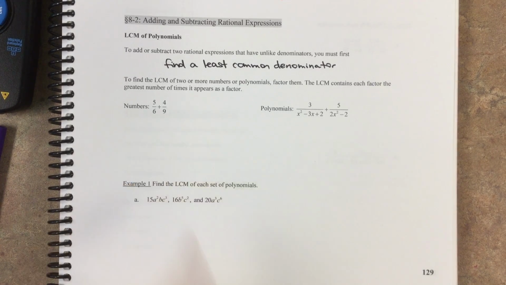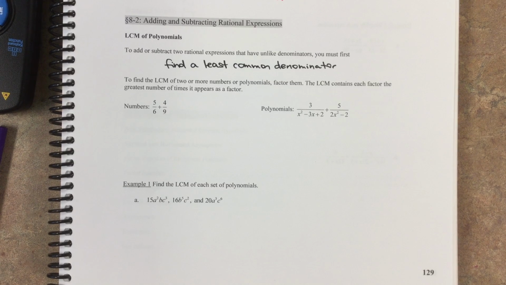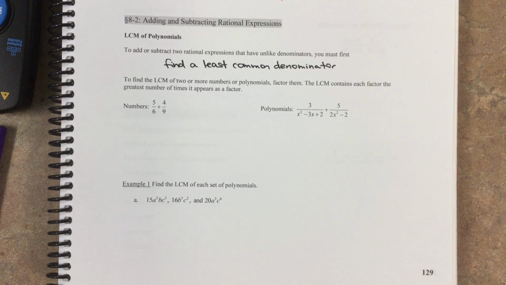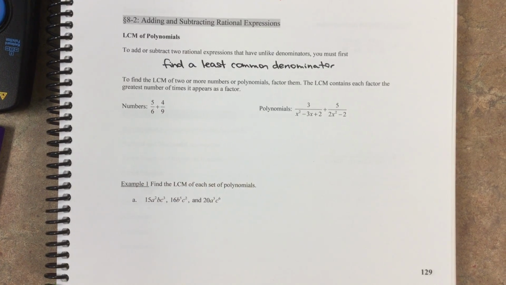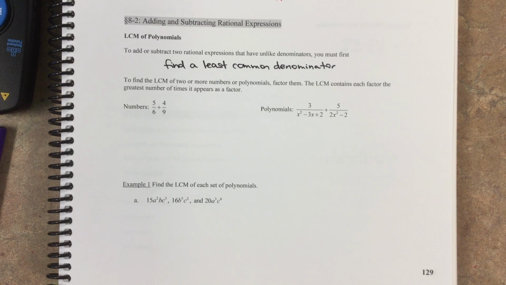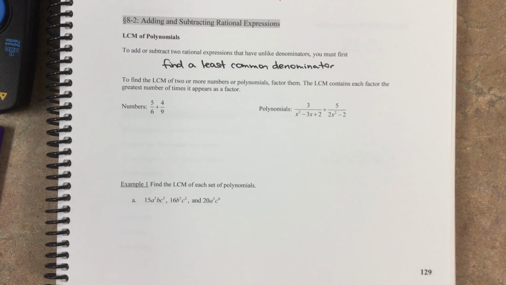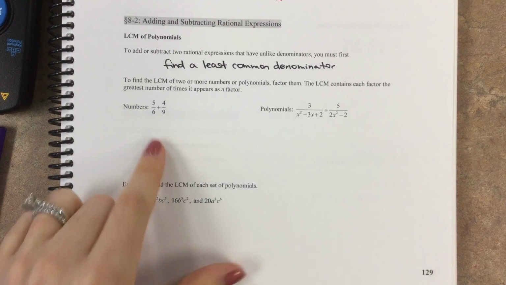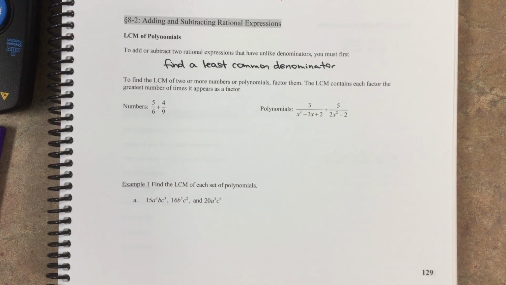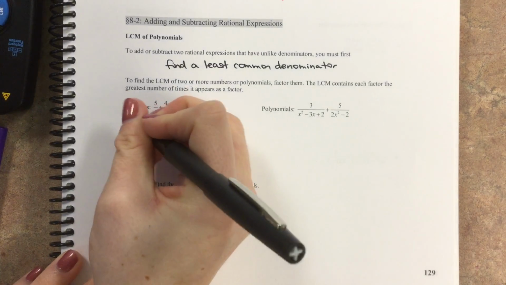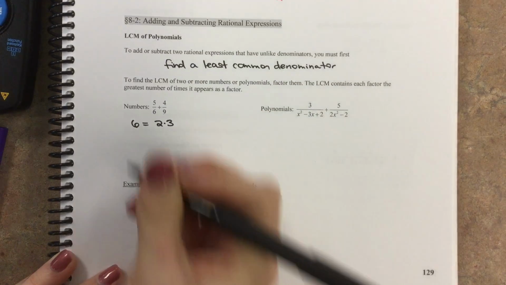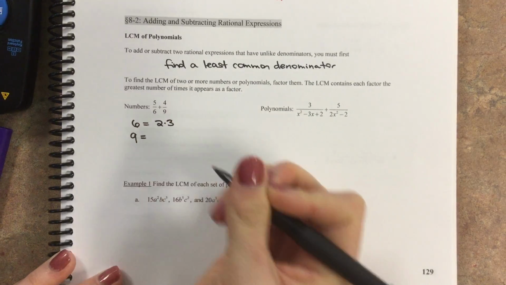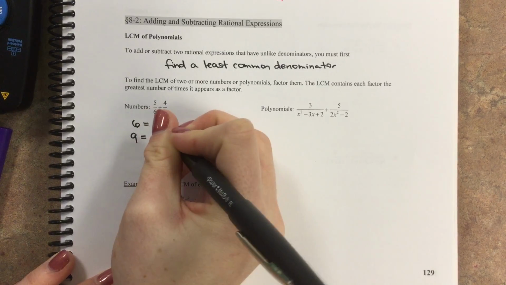So for instance, if we were just adding these two fractions together, we would have to get a common denominator. I'm sure you could probably just figure out what the least common multiple of 6 and 9 would be. It would be 18. 6 goes into 18, 9 goes into 18. It's the smallest thing that they both go into. But here's the process that you're technically doing. The 6 factors down into primes as 2 times 3, and 9 factors down into primes as 3 times 3.